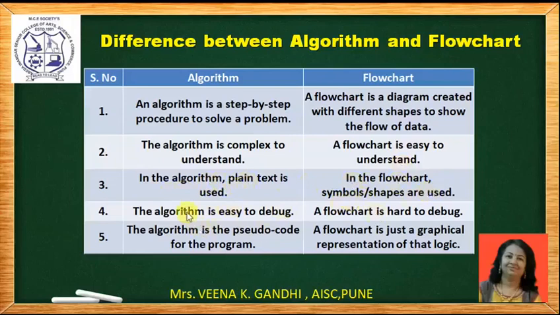Algorithm is easy to debug and modify. Flowchart is very difficult to debug and modify. Algorithm is a pseudocode for any programming language. Flowchart is just a graphical presentation of that logic.